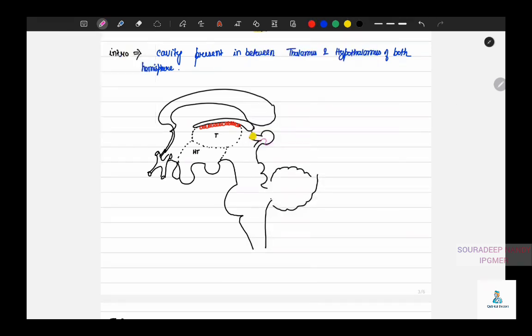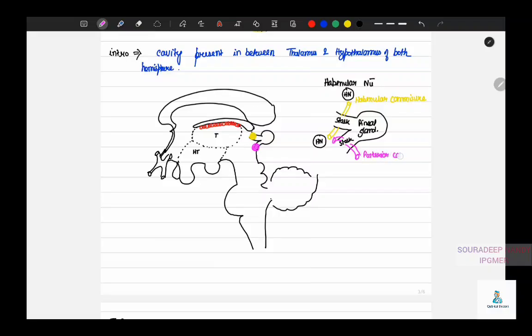Now the upper stalk of the pineal gland contains the habenular commissure. So it has the upper stalk and the lower stalk. Through the upper stalk, the habenular commissure passes, which connects the habenular nucleus of the thalamus of both sides, and through the lower stalk, the posterior commissure passes, which connects the two superior colliculi of both sides.